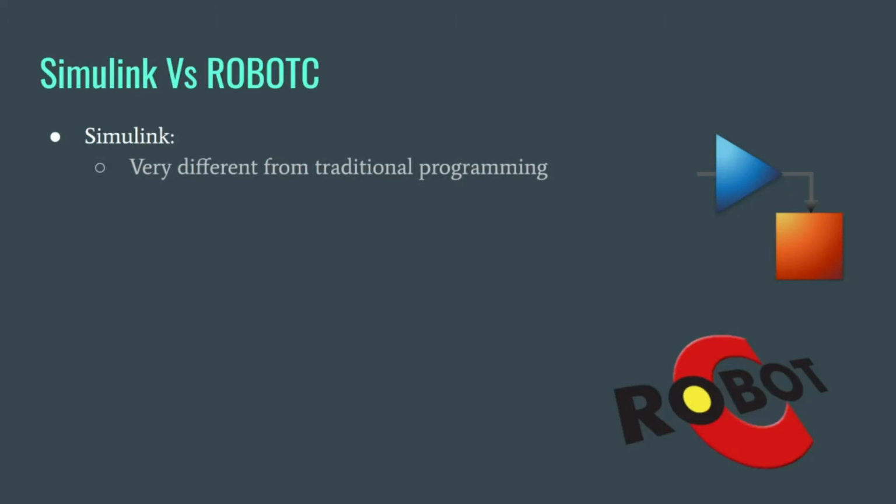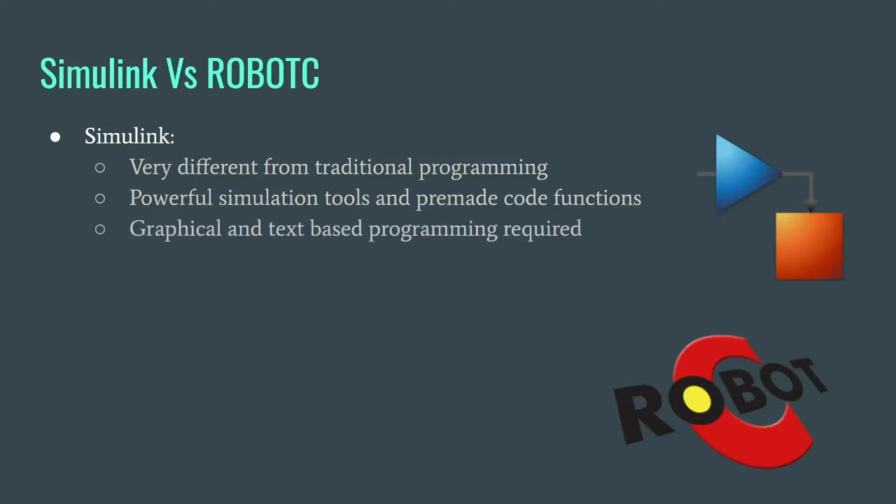Simulink is very different from traditional programming. It's a powerful simulation tool and has pre-made code functions. Simulink is both a graphical and text-based program compiler with a proprietary programming language called MATLAB.